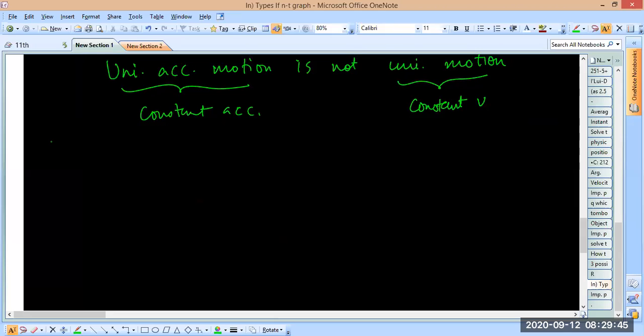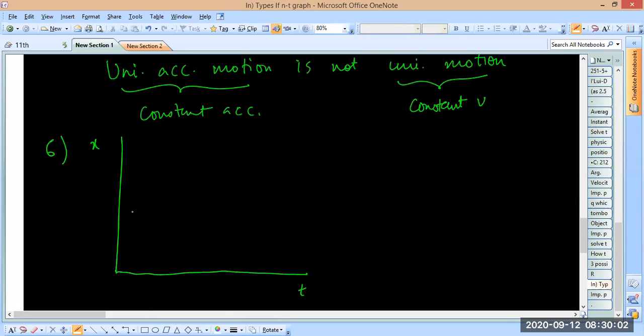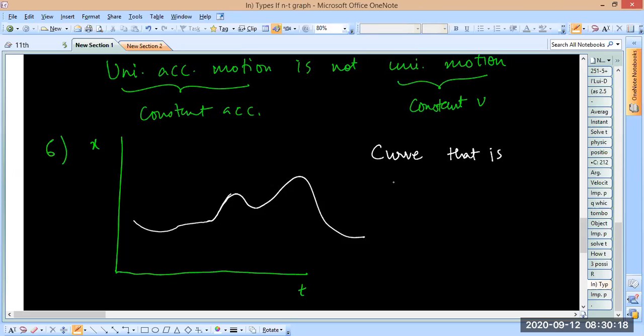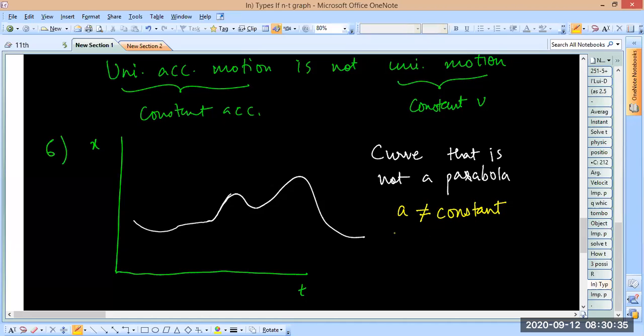Now let's go to the last case, and typically the useless case. This last case is random in the sense of not fixed. Maybe like this, and then maybe like this, and then suddenly changes to this. So any kind of curve that is not a parabola would indicate that it has acceleration which is not constant, and velocity also is not constant. Both keep changing from one point to the other.